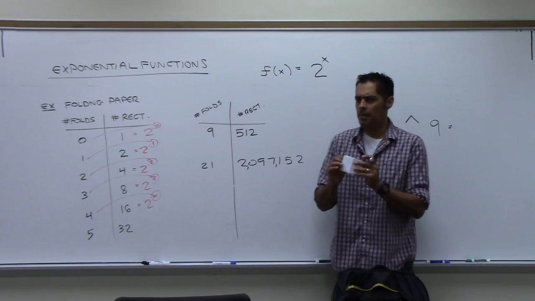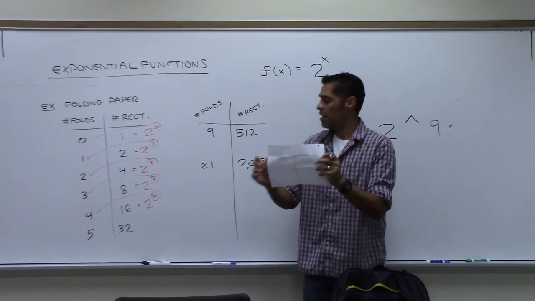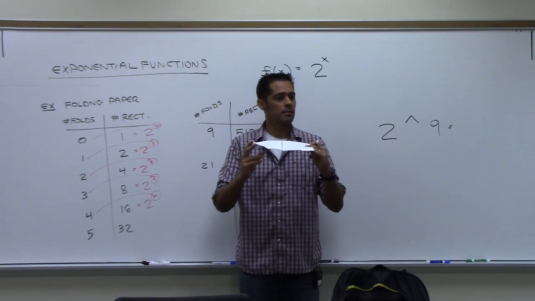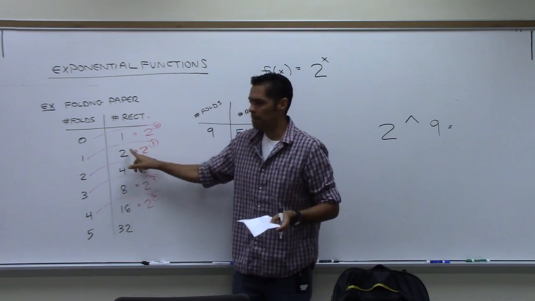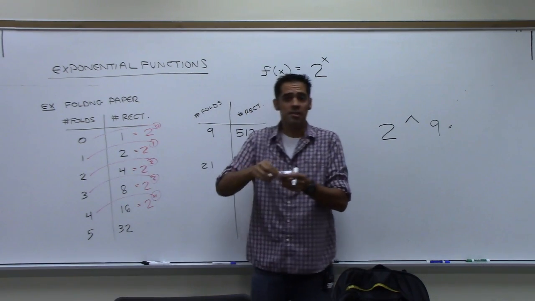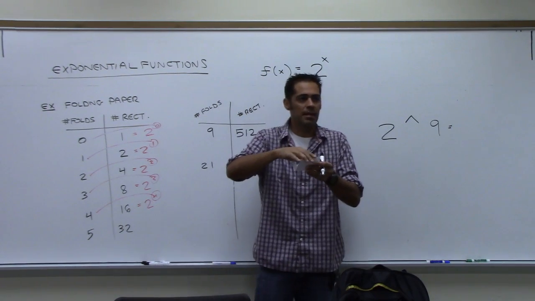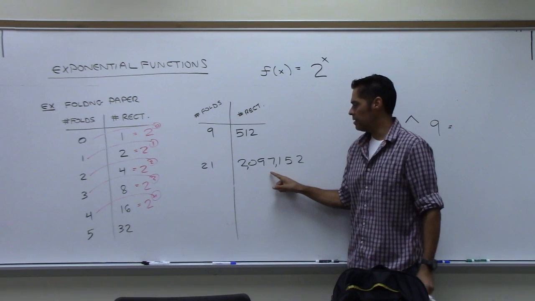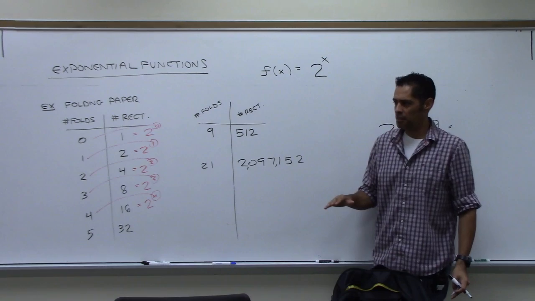Just think about this for a second. If I fold this 0 times, how thick is it? Well, 1 sheet of paper, right? If I fold it 1 time, how thick is it? 2 sheets of paper. If I fold it three times, how thick is it? 8 sheets of paper thick, right? If I fold it 4 times, it's 16 pages thick. You understand? If I fold it 21 times, how thick is it? 2 million pages thick.